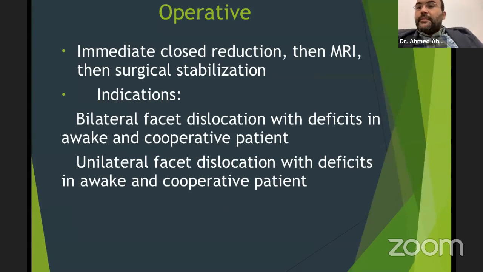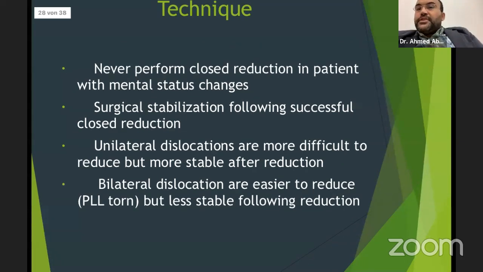The indications include bilateral facet dislocation with deficit in an awake and cooperative patient. This is very important: you must be sure that the patient is fully conscious and cooperative. You cannot do a closed reduction for a cervical spine unless the patient is awake and cooperative. Also unilateral facet dislocation with deficits in awake and cooperative patients. The technique: never perform closed reduction in patients with mental status changes. The surgical stabilization follows the successful closed reduction.